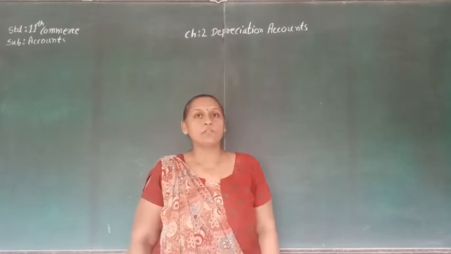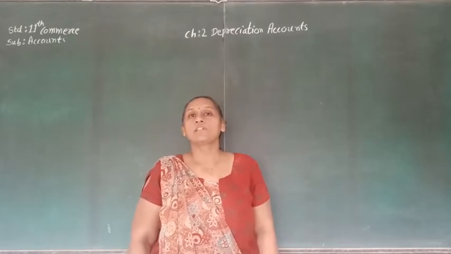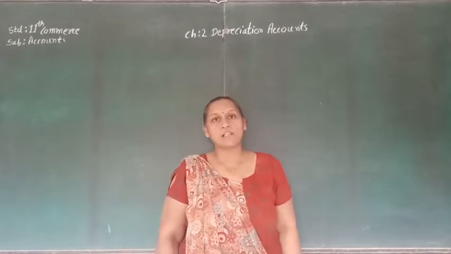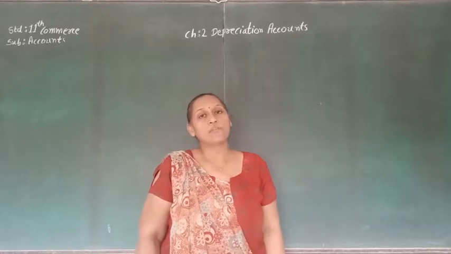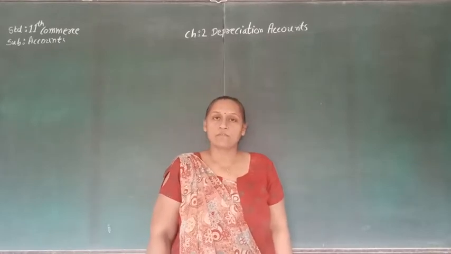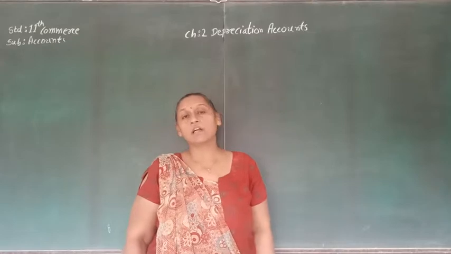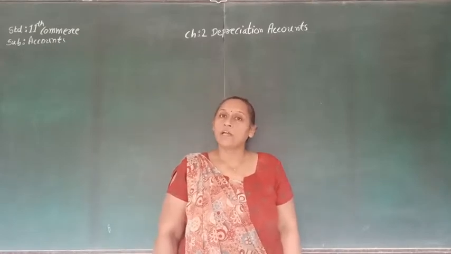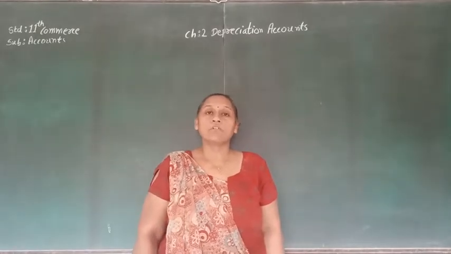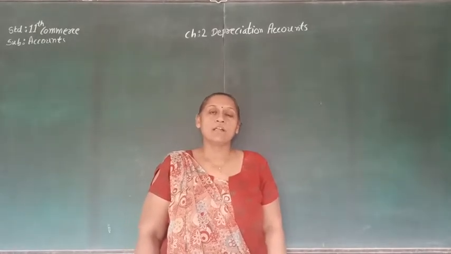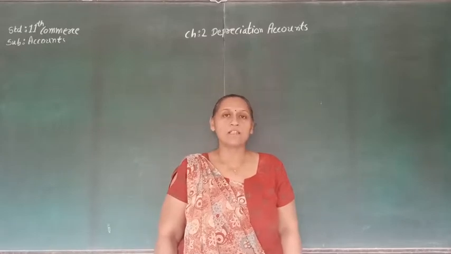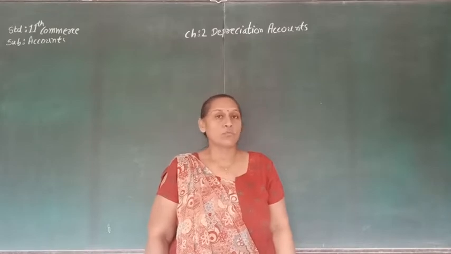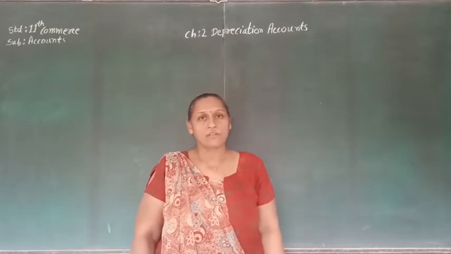We are going to see chapter number 2, that is depreciation account of standard 11 commerce subject account. So today we are going to see one more example of reducing balance method, where we are going to pass the journal entry as well as prepare the depreciation account, machine account, as well as see the accounting effect in the final account. This example relates to reducing balance method, and this is the fifth part of chapter number 2, and parts 1 to 4 are linked in the description.